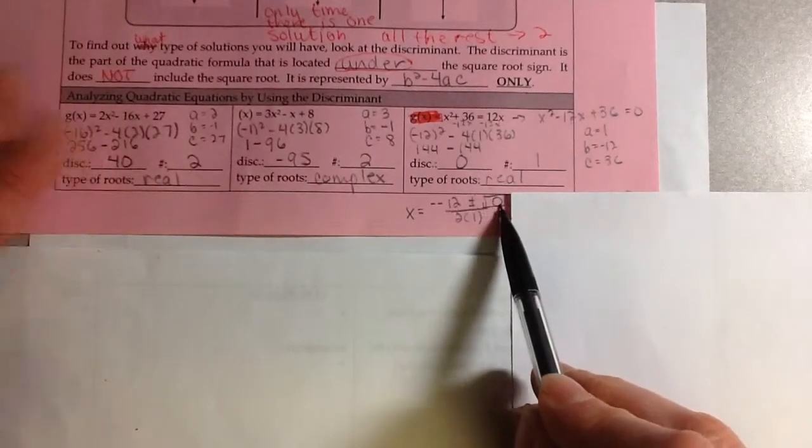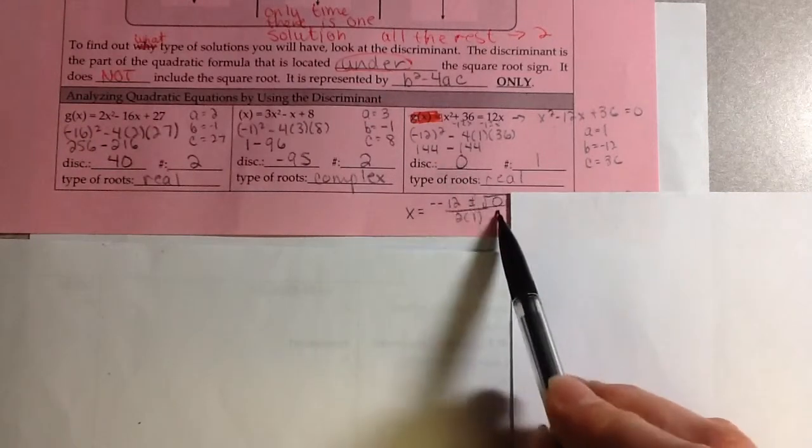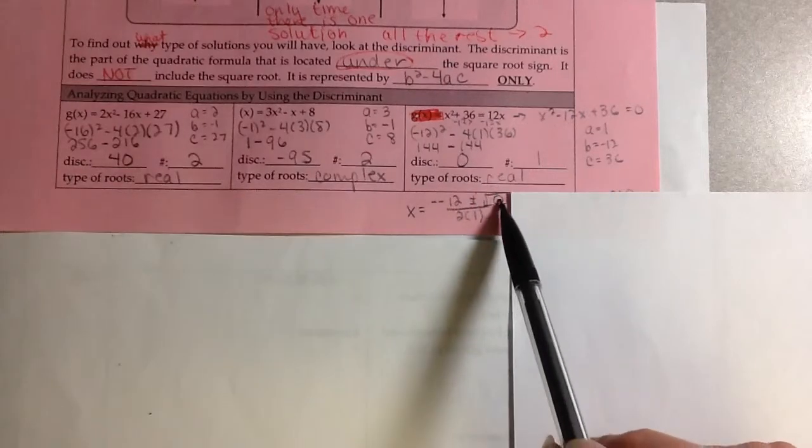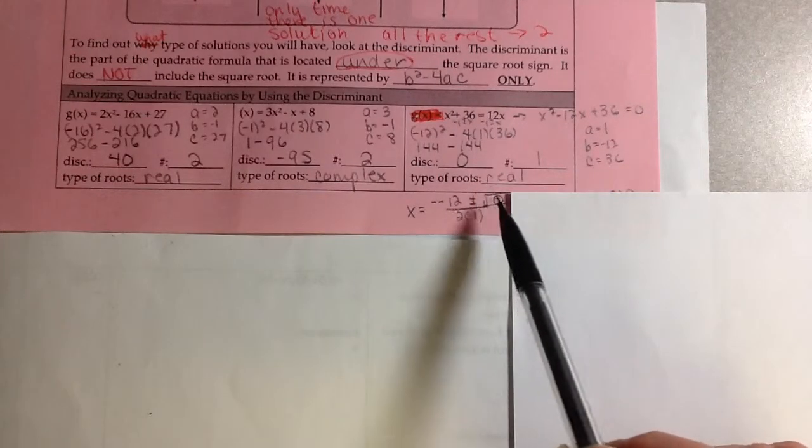And I just changed that to a 0 because that's the discriminant. I had 144 under there. I'm not sure why. I must have just seen that. So if you wrote down 144, change that to a 0.